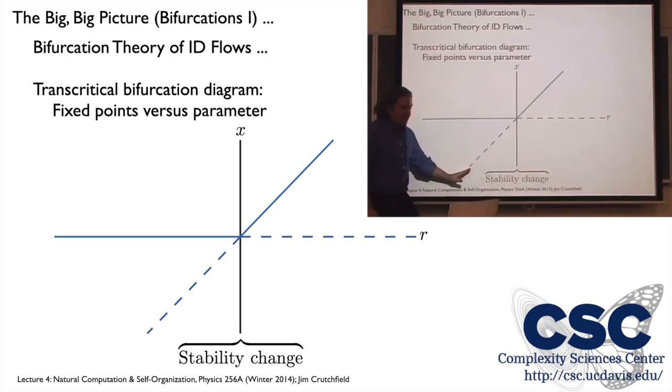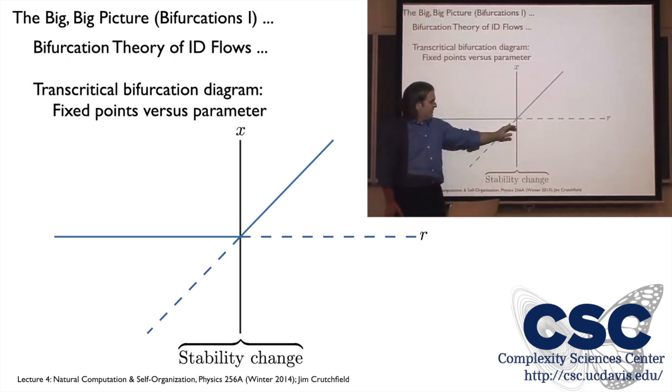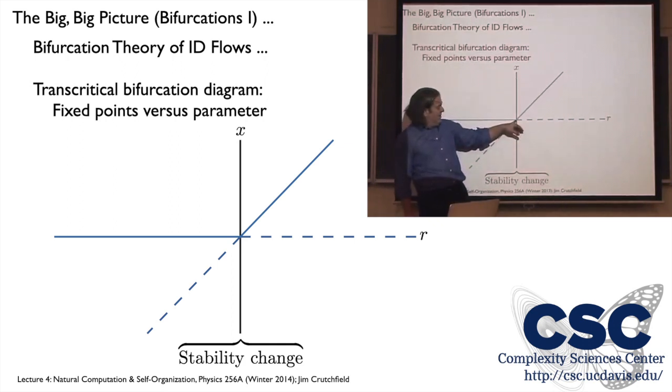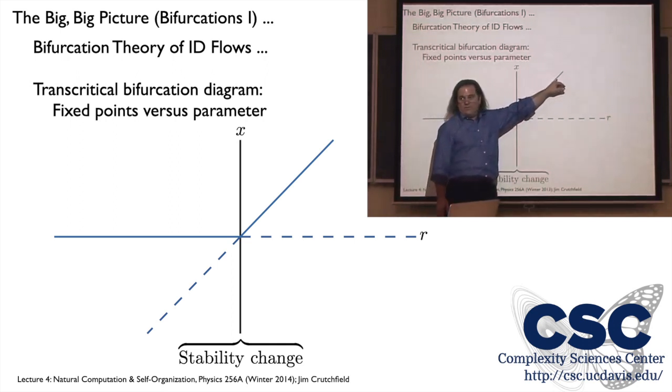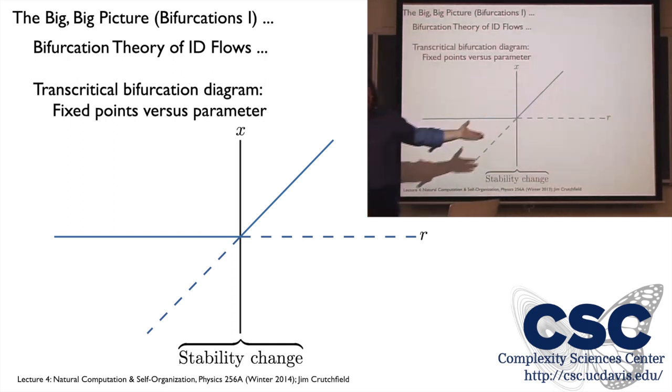Then we have this other fixed point sort of coming in from negative x. It's almost like a particle interaction. It kind of collides with the stable fixed point coming in, and then it goes off and becomes a stable fixed point. And they're both just linear functions.